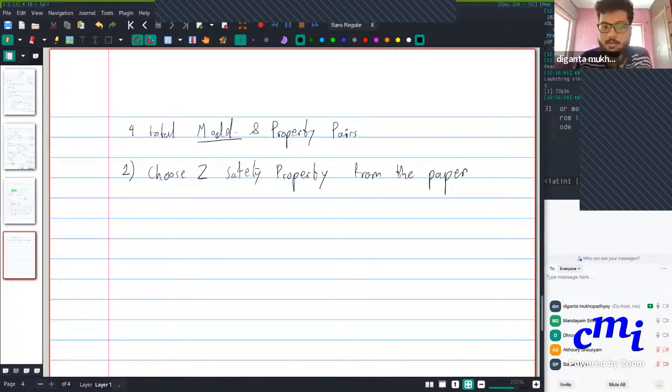I was just going to write down the fact that you also need to choose 4 properties, so 2 safety properties and the robustness version of the safety property. So I'll just write that now. That's all I was going to say.